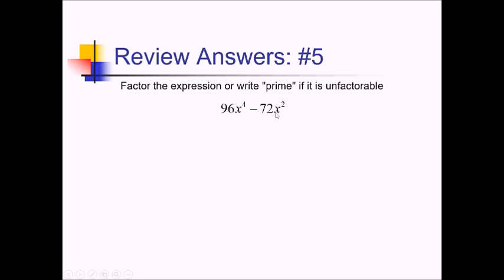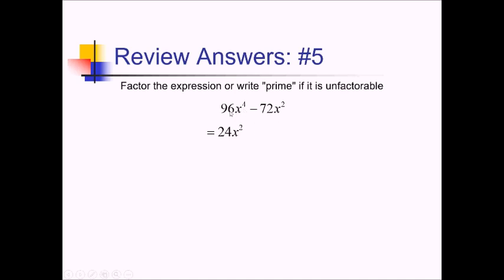And these both have x's, so we can factor out an x as well, x to the second power, since that's the lowest exponent out of the bunch. So when all is said and done, we can factor out a 24x squared. We're just going to basically divide both of these by 24x squared and put the leftovers in a parentheses.